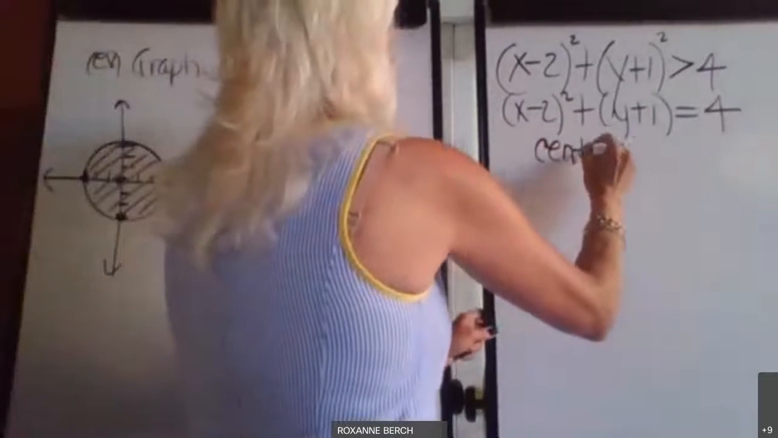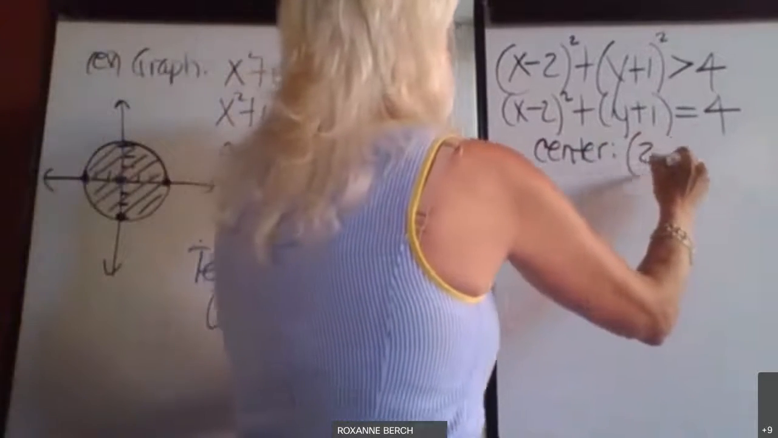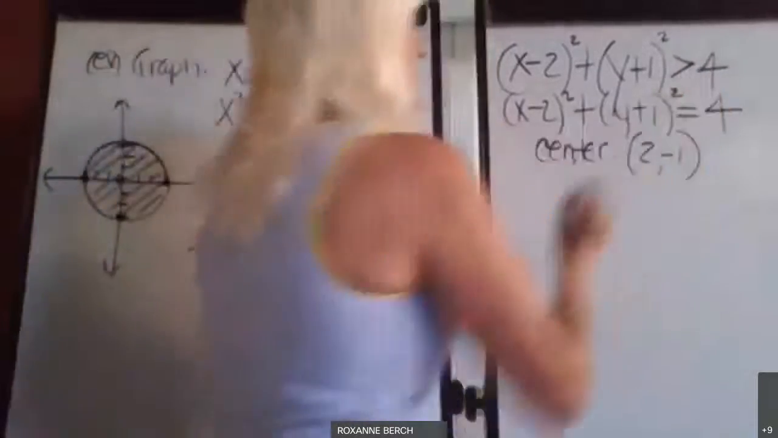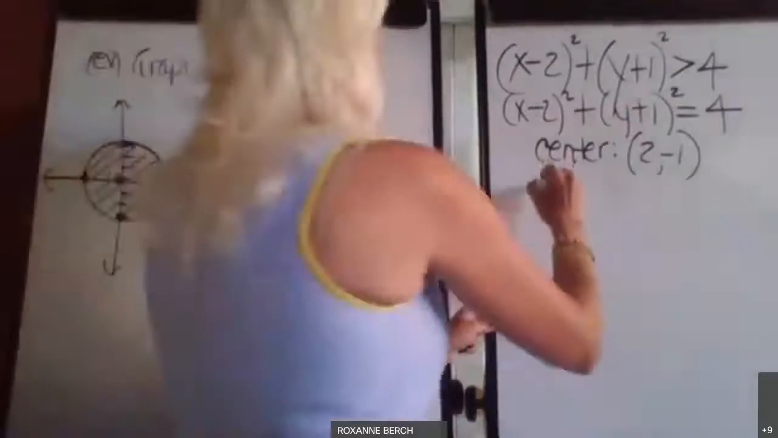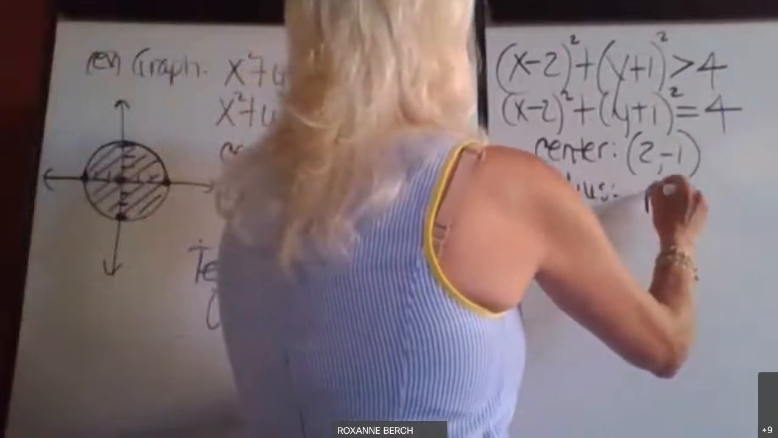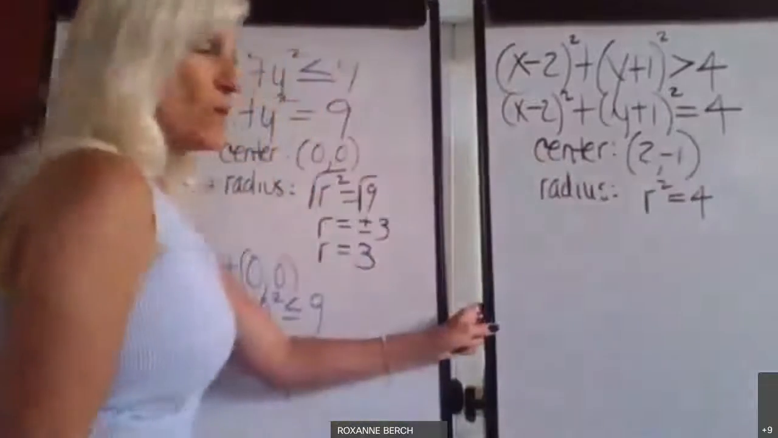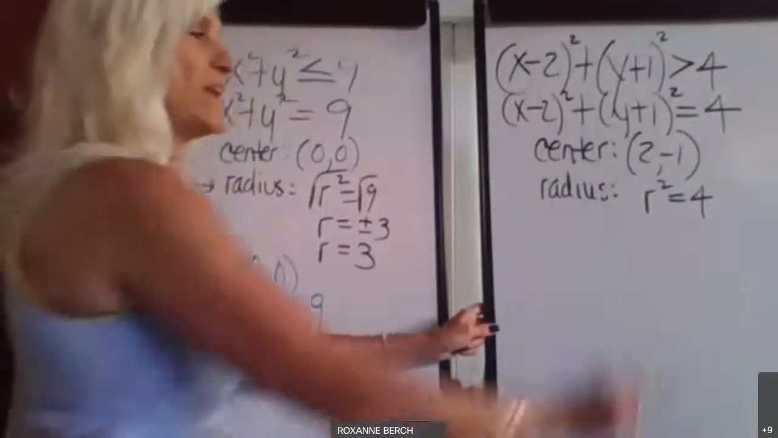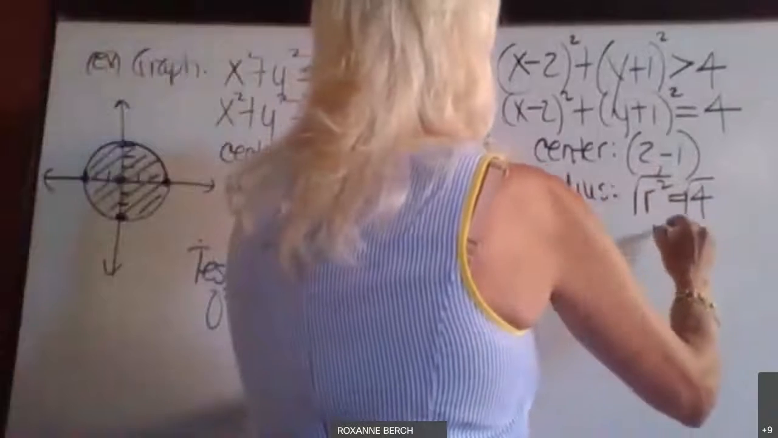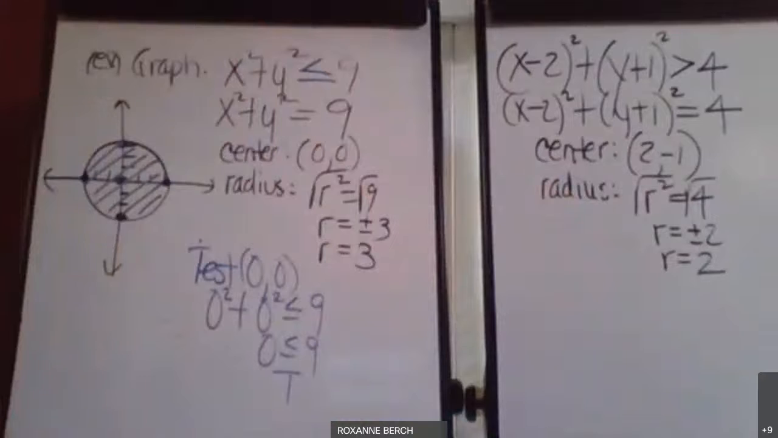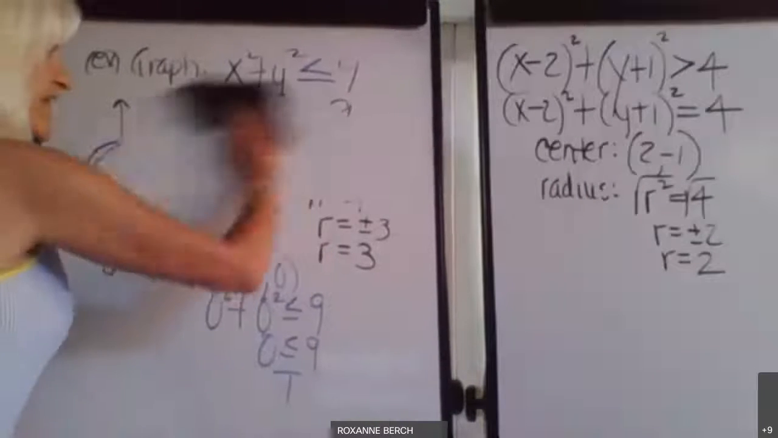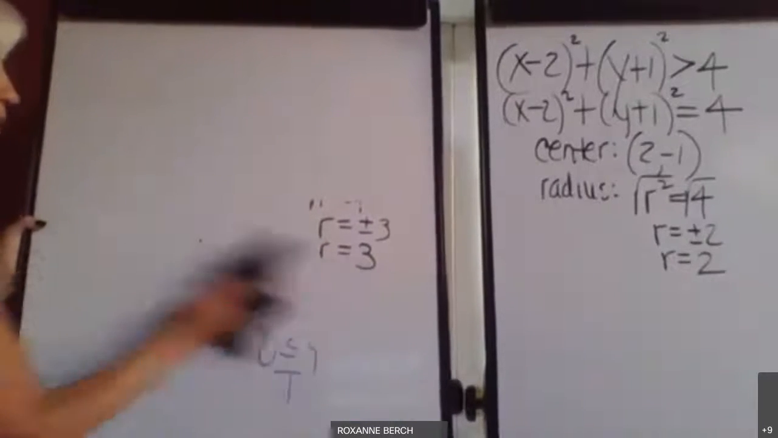So the center would be right 2, down 1, right? Right 2, minus a negative would be down 1. And the radius would be r squared equal to 4. The radius is not 4. The radius squared is 4. When you take the square root, you get plus or minus 2. So the radius is a length. So now we're going to graph the equation, and then we'll worry about the inequality.